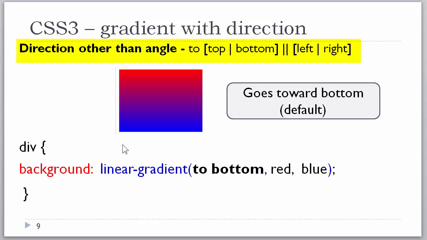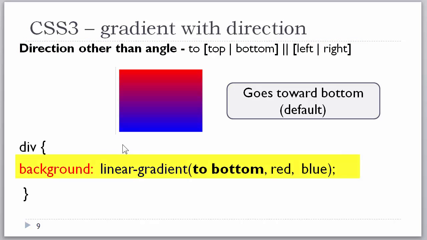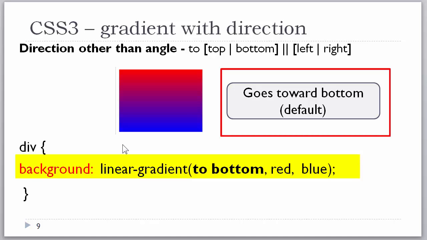So let's take a look at creating a gradient with a direction other than an angle. And we are using different words to specify directions, and we have a combination of top, bottom, left, right. So let's take a look at what we have here. This looks like the first one we started out with, and if you look at the syntax, the parameter to bottom, comma red, comma blue.